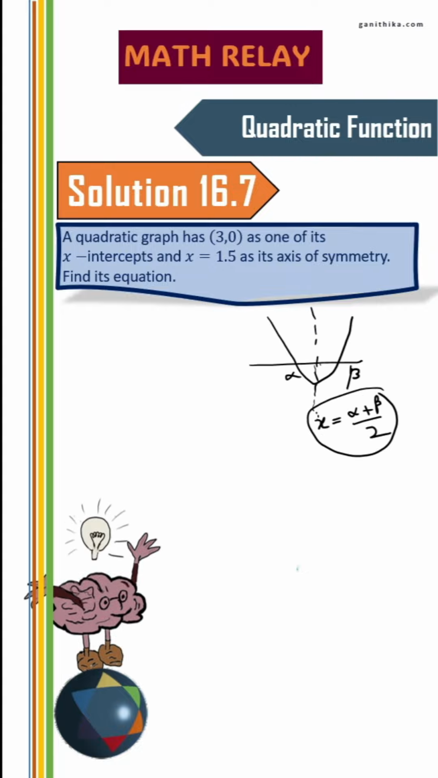Alpha and beta are the 2 points on the x-axis, which is x-intercept for the function. Then the axis of symmetry will be x equal to the average of alpha and beta. So this is the concept that you need to know for this question.